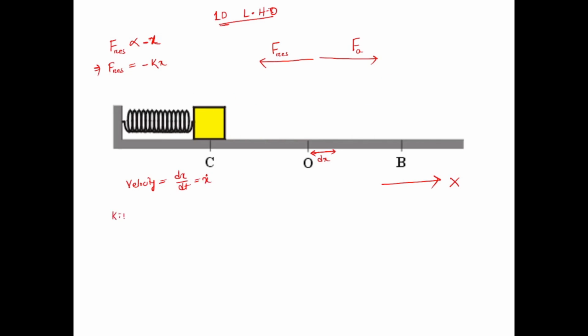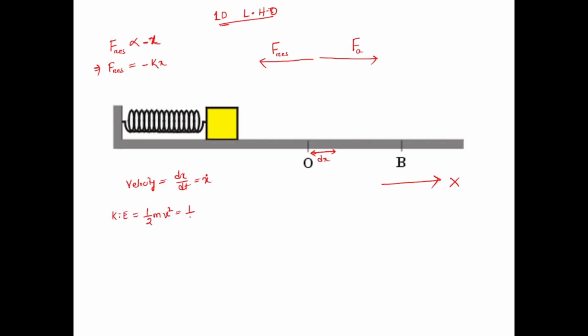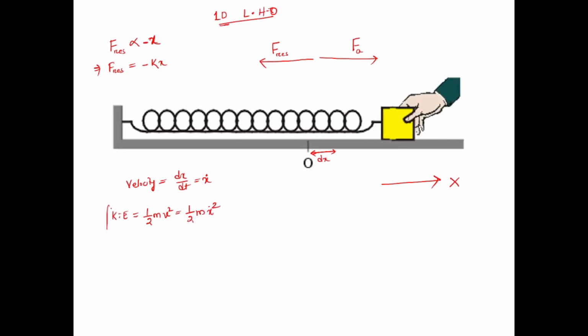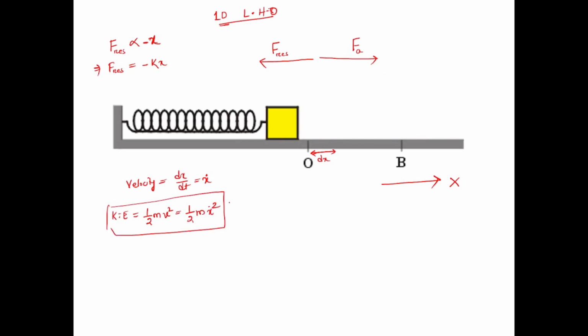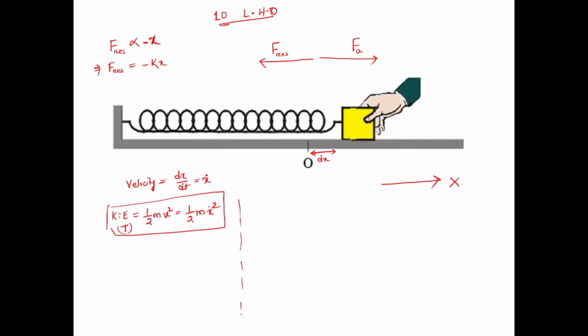Now for the kinetic energy of the system, first we have to write the kinetic energy is half mv square. Instead of v, we have to write x dot square, half m x dot square. So this is the kinetic energy of the system, T. Now we have to determine the potential energy.